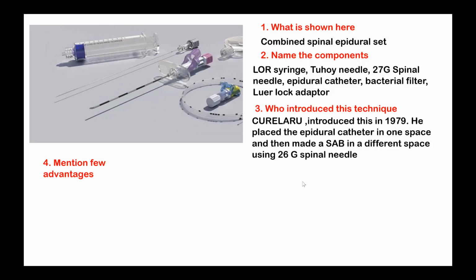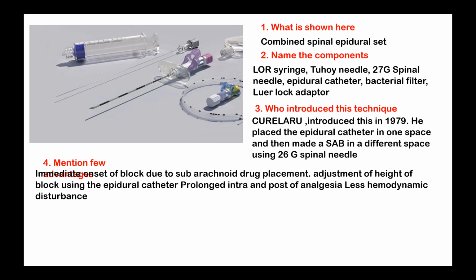What are the advantages? Sir, with a single prick we can provide the spinal and also the epidural catheter can be placed, sir. A rapid onset will be there with spinal, sir. Immediate onset of block due to subarachnoid drug placement, adjustment of height and duration of block using epidural catheter, or prolonged intra and post-op analgesia, less hemodynamic instability. Okay? So these are all the advantages.